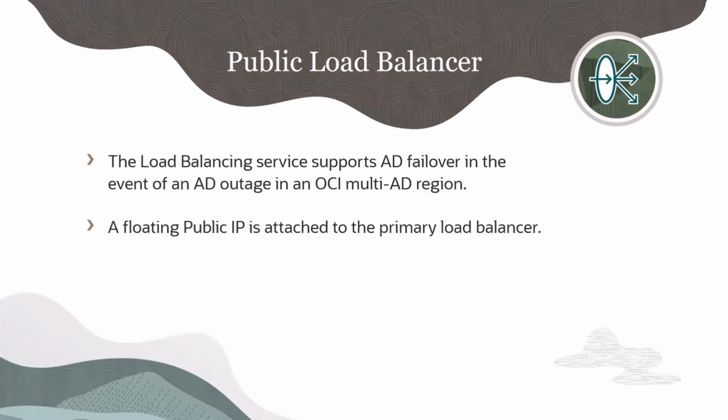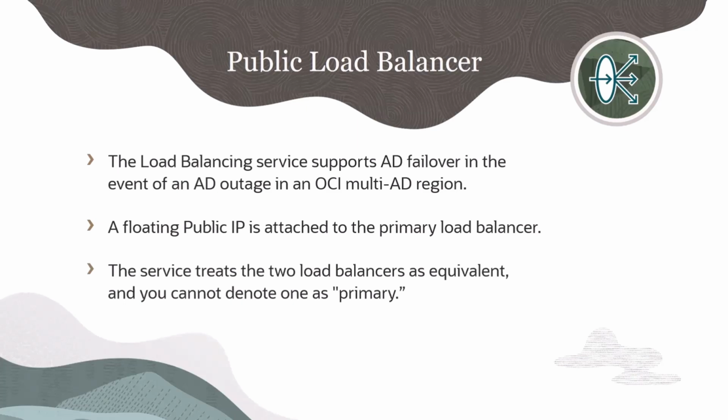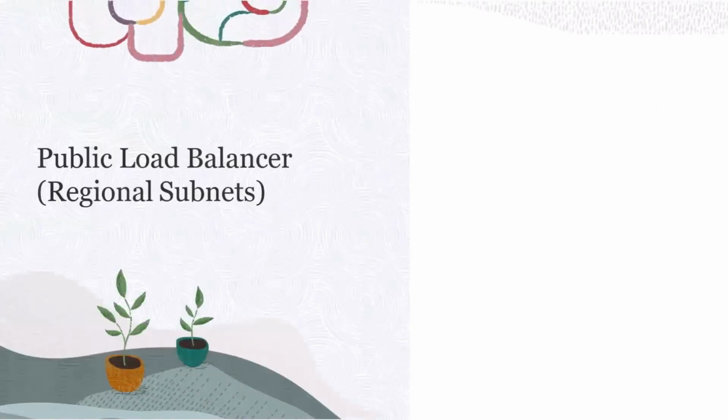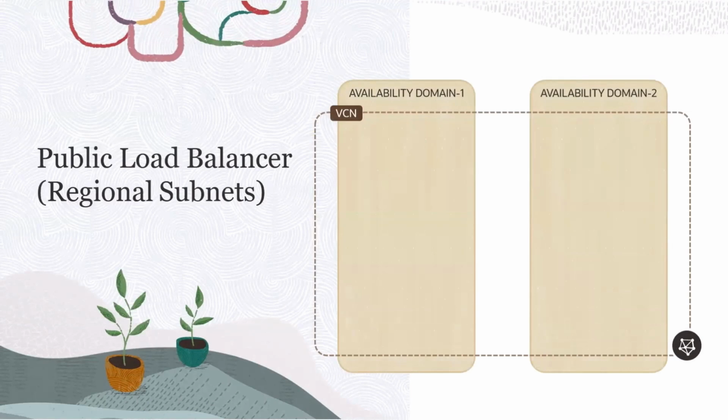As I mentioned, the load balancer service is going to attach a floating public IP to the primary load balancer, and in case of failover, that IP switches to the secondary or standby load balancer. And there is nothing called primary and secondary. That's just from an explanation standpoint. You cannot specify which one is primary and which one is the standby, because from a service standpoint, both the load balancers are equivalent.